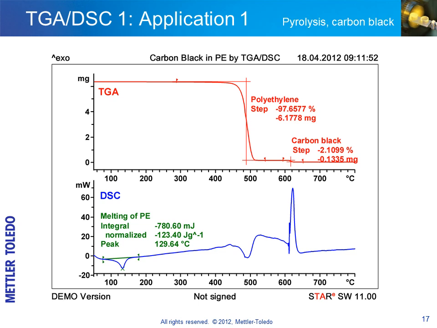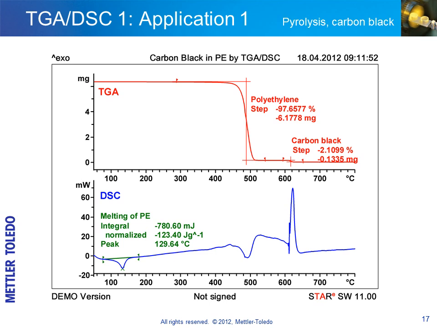Polymeric materials often contain small amounts of carbon black for coloration and stabilization. The carbon black content can be determined by switching to a reactive gas after pyrolysis of the polymer. The example shows the analysis of a polyethylene sample. The atmosphere was switched from nitrogen to air at 600 degrees Celsius. Evaluation of the pyrolysis weight loss step yields a polymer content of 97.7%. The carbon black content is 2.1%.